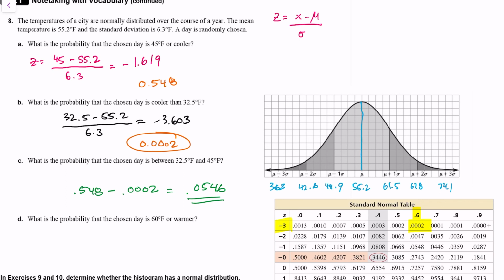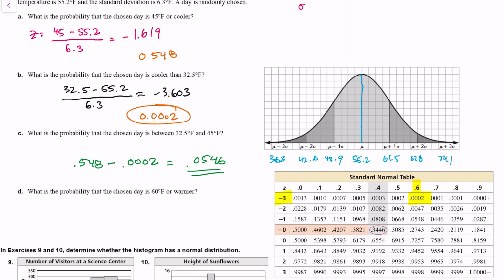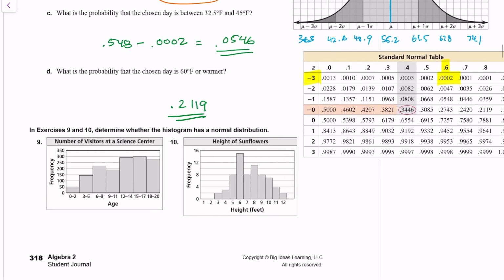All right. From there, part D, I think at this point you probably know how to do that and you should be able to find it. But let me give you the answer so you can try it out, and you should get 2.119 as your probability. For the last part here, let's take a look at 9 and 10.